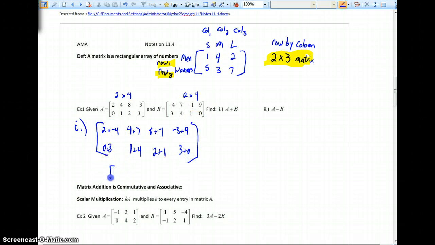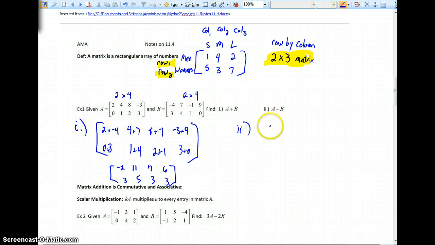2 plus negative 4, of course, is negative 2. Here we get 11. This would be 7. 9 plus negative 3, or negative 3 plus 9, is 6. Here's 3, 5, 3, and another 3. So very quickly we see we still have a 2x4 matrix.